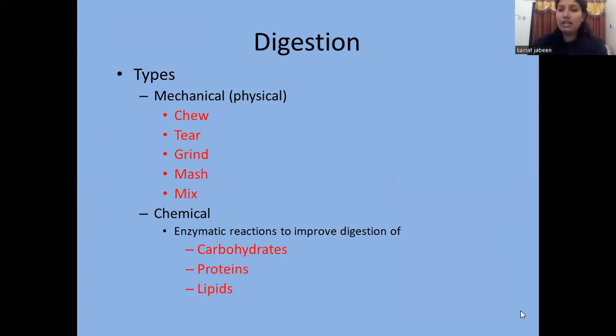The second one is chemical digestion. That happens because of the chemicals that are present in your body, or you can say the enzymes. In place of chemical, you can use the word enzymes for them.